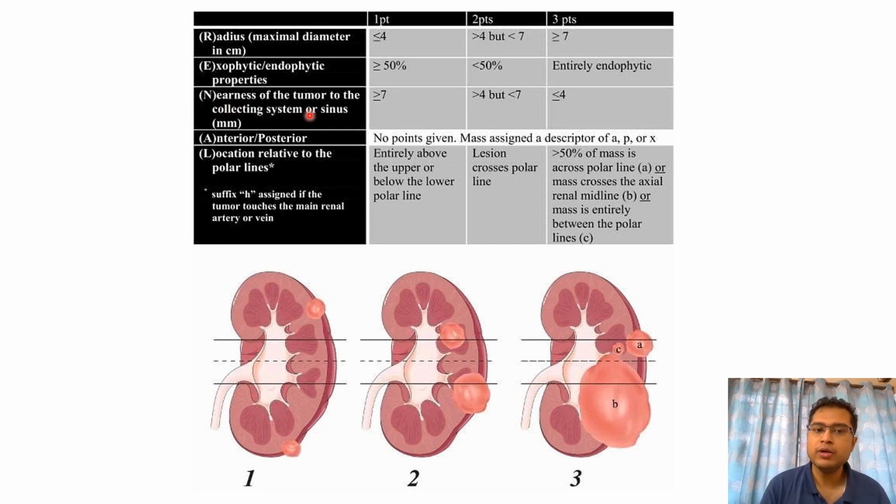N is the nearness of the tumor to the collecting system or the sinus. The nearer it is, that is, the lesser the distance between the tumor edge and the collecting system is, the more points it is allotted. Anterior or posterior, it is not given any points here. And L is the location relative to the polar lines. If the lesion is entirely above or below the polar lines, these are the polar lines, then it is given lesser points. If it is crossing the polar lines, it is given more points. That means it is more infiltrative.